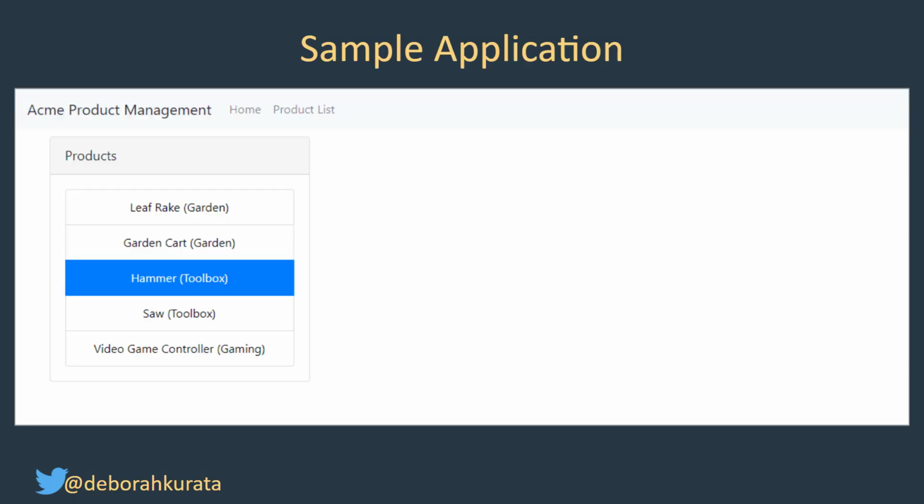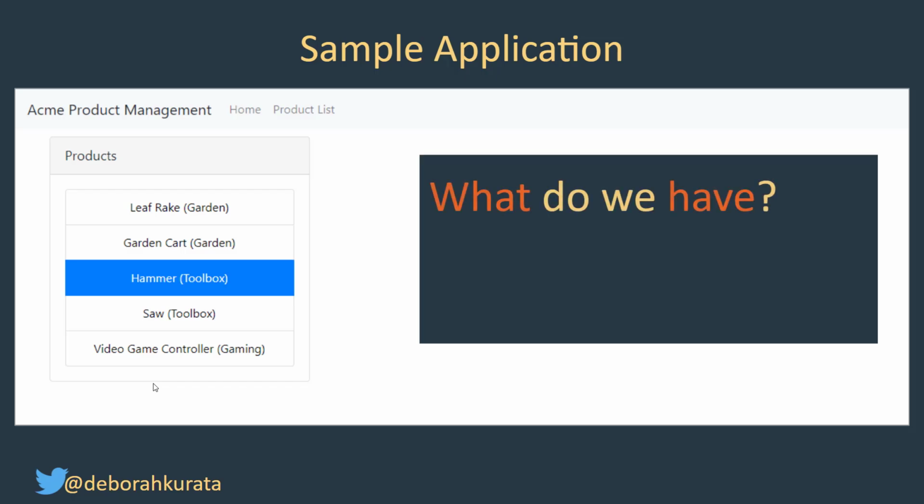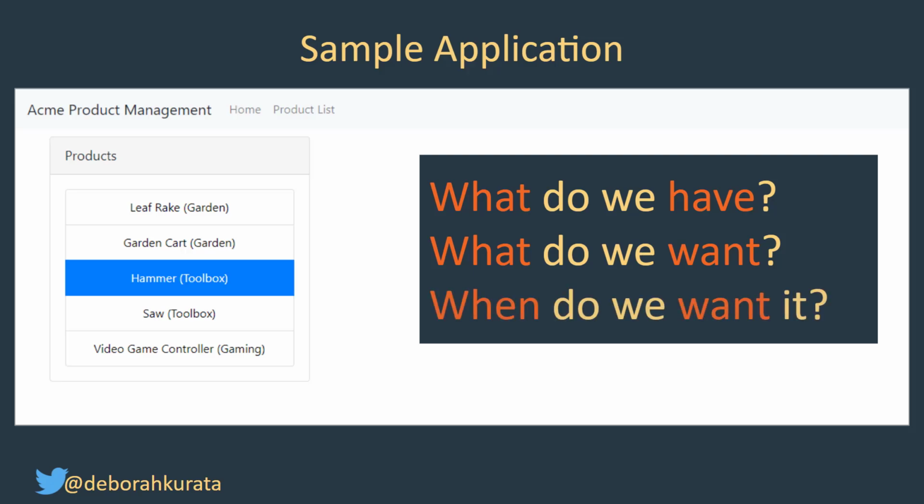So here's my sample application. I've got a list of products on the left. So there's each of the products. And this is my design. And what I need to do as a developer is I need to get my RxJS to produce this list so I can display it on my page. So how do I do that? What do I have? Well, starting up the app, I don't have anything. I have nothing. What do we want? We want the list of products. When do we want it? We want it on the initialization of the component.